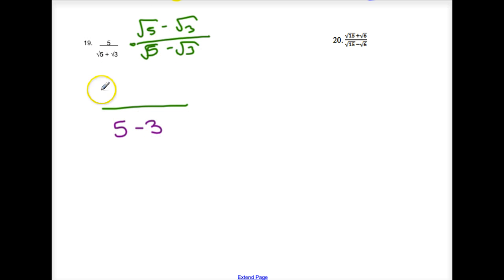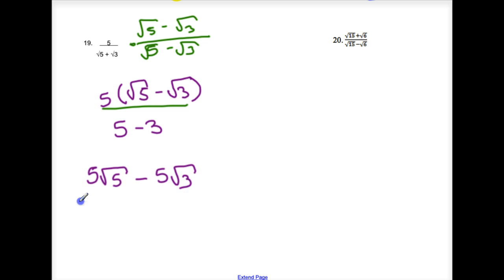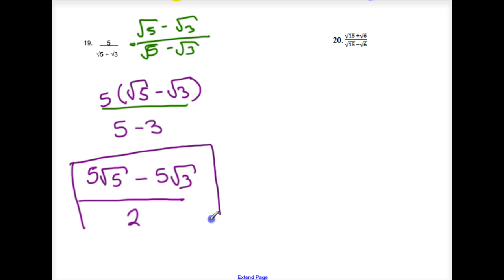Now the top, what would that be? If I do the distributive property, it will be 5 times square root of 5 minus square root of 3. This will actually be 5 radical 5 minus 5 radical 3 over 2. And notice I can't simplify this any further, so I will leave this as my final answer. Let's just say these numbers were divisible by 2. I will go ahead and continue with that.